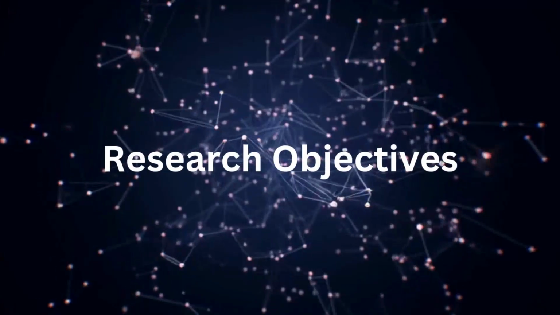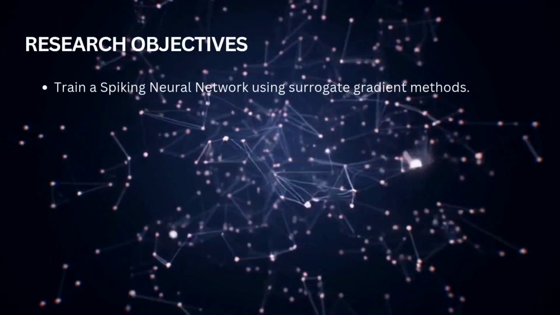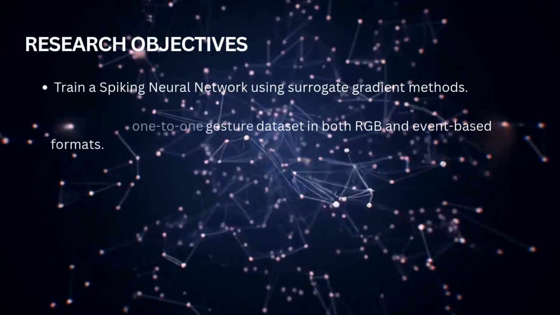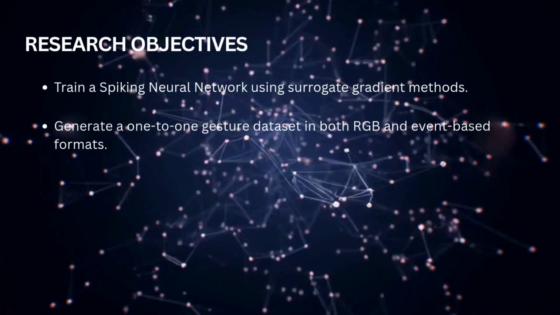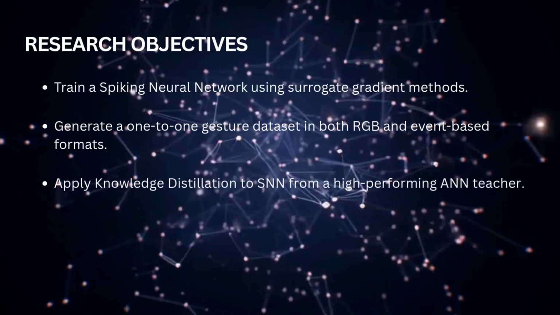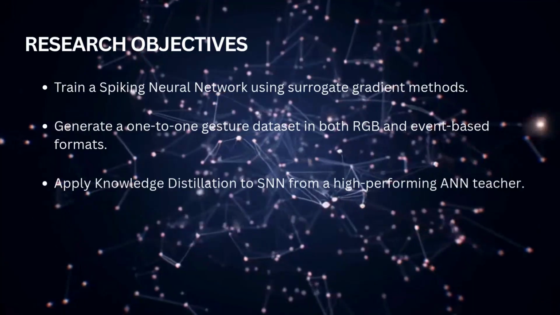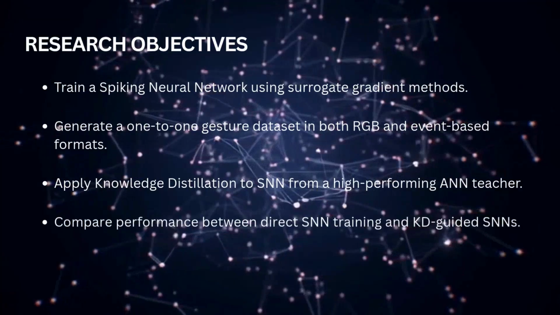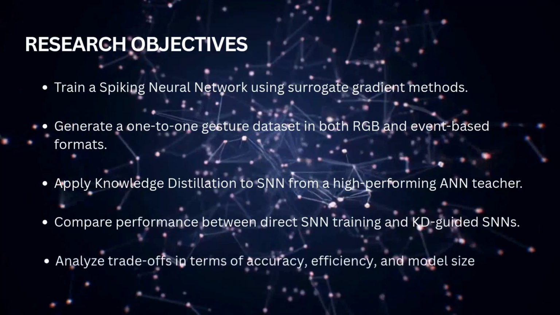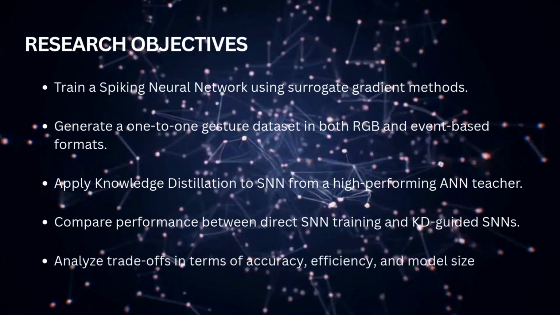This project had 5 key objectives. 1. Train spiking neural networks using surrogate gradient methods. 2. Generate a gesture dataset in both RGB and event-based formats. 3. Apply knowledge distillation from a high-performing ANN to an SNN. 4. Compare the performance of direct SNN training versus KD-guided training. 5. Analyze trade-offs in accuracy, efficiency, and model size.